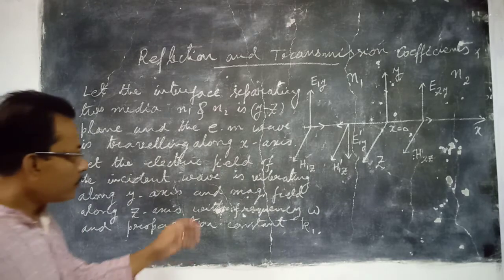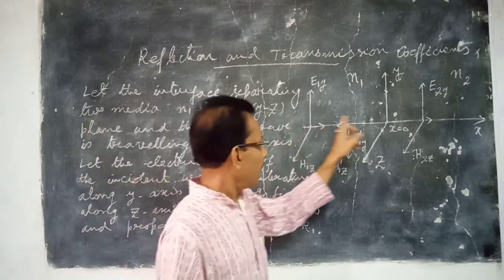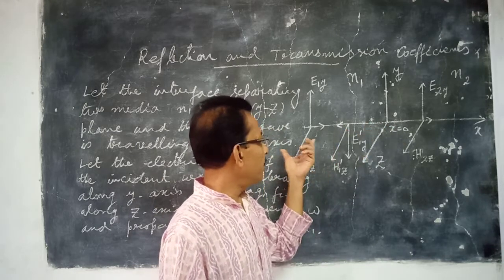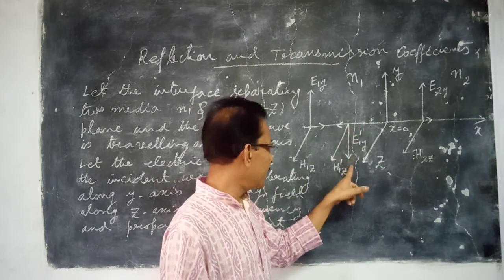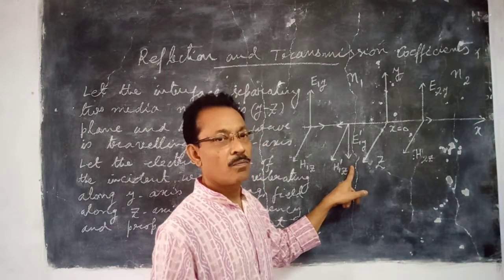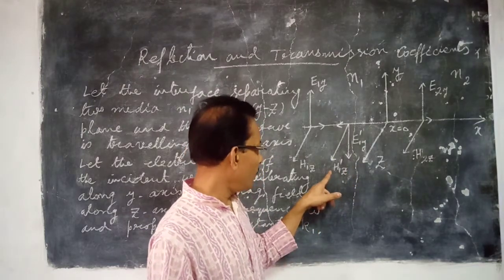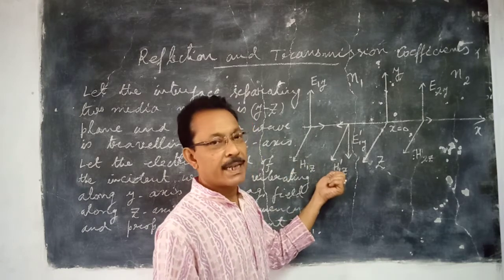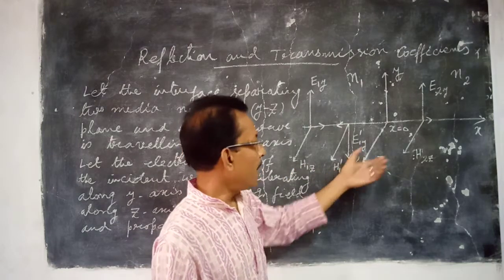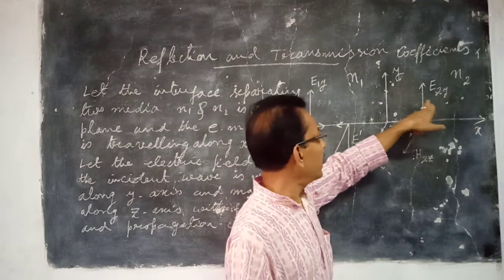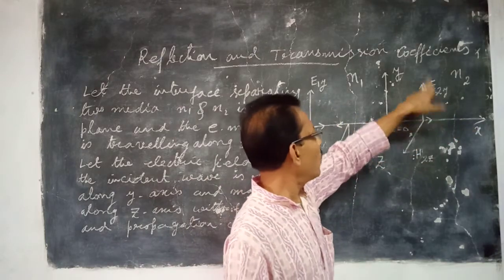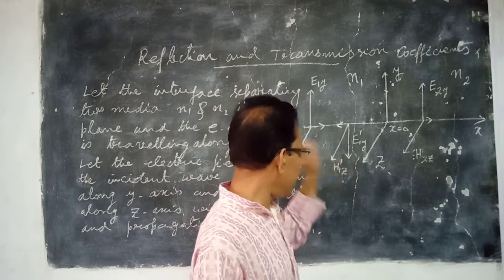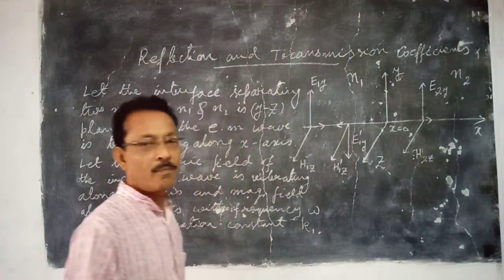Now, in the reflected wave the electric field is represented in the negative y-axis, but the magnetic field is in the positive z-axis, the same direction. And in the transmitted wave, the electric field is in the same positive y-axis and the magnetic field in the positive z-axis. Why is it flipped over?